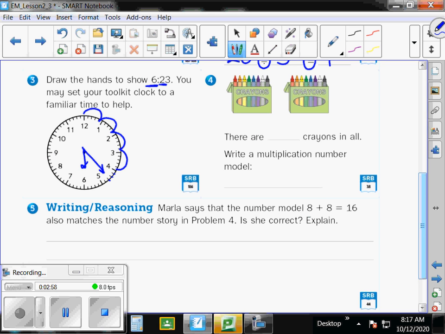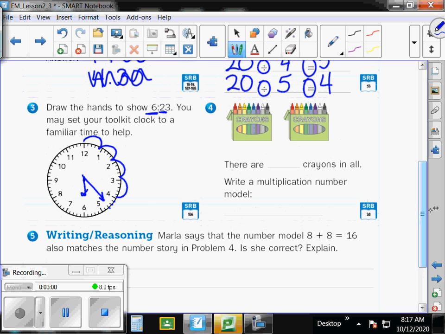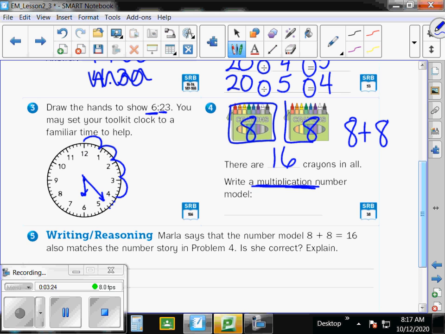All right, looking at number 4, there are blank crayons in all. If you count these crayons, you'll see that there are 8 crayons in this box. There are 8 crayons in this box. So how many crayons are there in all? There are 16 crayons. You need to write a multiplication number model. You could have written the number model 8 plus 8, but it asks you to write a multiplication number model. Remember, when you add the same number over and over again, that repeated addition is multiplication. What do you have? You have 2 groups of 8 equals 16.